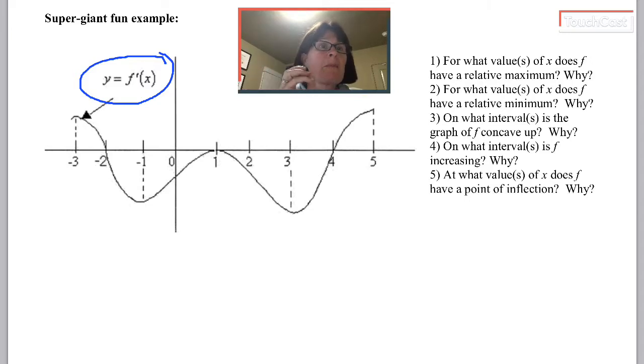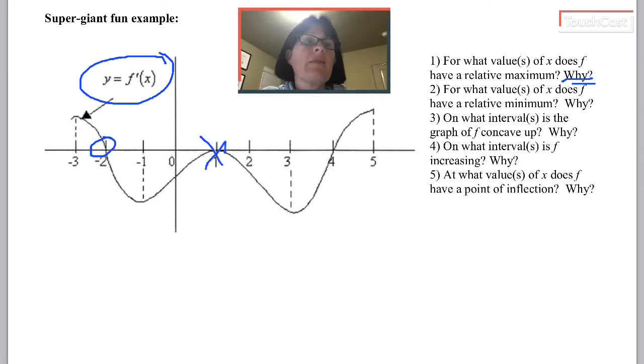So I'm going to answer these 5 questions. Pay close attention to the write-up, because this is what you're going to be expected to be able to do on the AP test. All right, so for question 1, for what values of x does f have a relative maximum? Why? On the free response, you'll always have to justify these answers. So we said, according to the first derivative test, a function f has a relative maximum anywhere f prime changes from positive to negative. So here's a graph of f prime. I want to look for a place where it changes from positive to negative. That means it changes from being above the x-axis to being below. So I see a place right here. F prime changed from positive to negative.